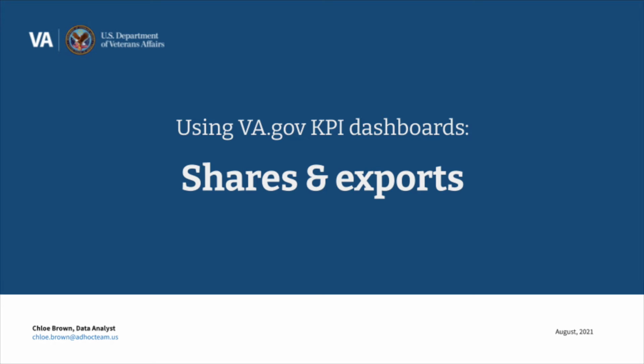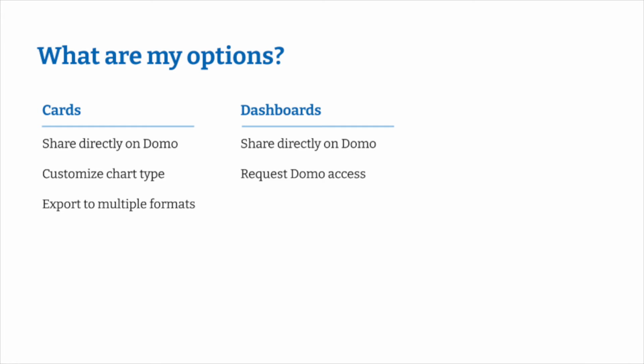Today, we're going to talk about shares and exports on the VA.gov KPI dashboards. Ideally, these dashboards can help you quickly share data with your team and stakeholders. And if you're putting together slides or reports, we hope that these graphs can help make that process simpler. So, what are your options?